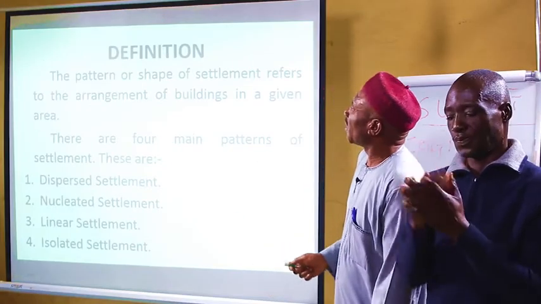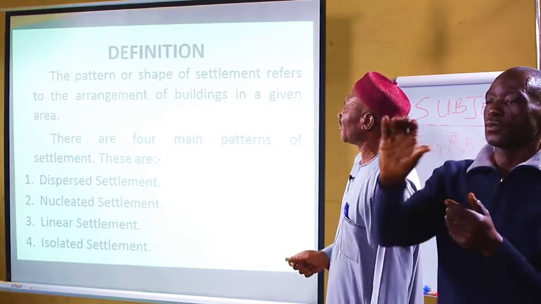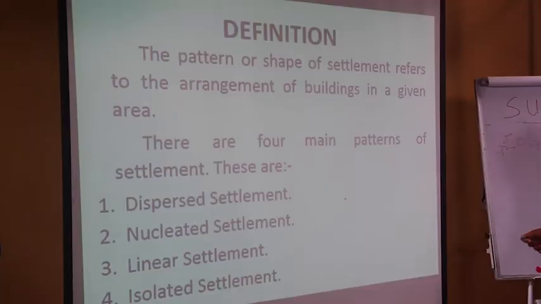So now we are going to look at the definition. The settlement pattern or shape refers to the arrangement of buildings in a given area. There are 4 main patterns of settlement. 1, we have dispersed settlement. 2, we have nucleated settlement. 3, we have linear settlement. And the 4th one, isolated settlement.